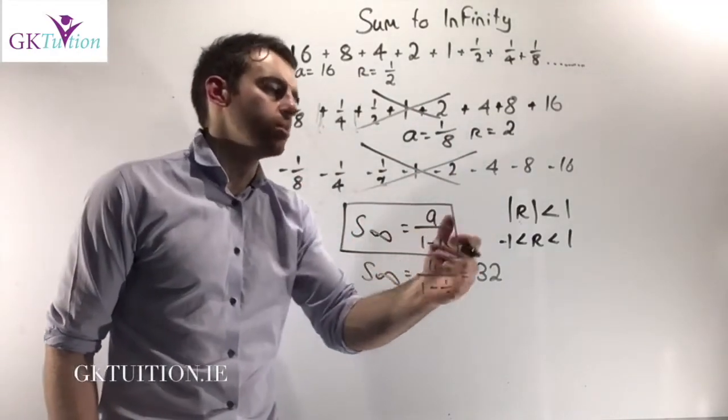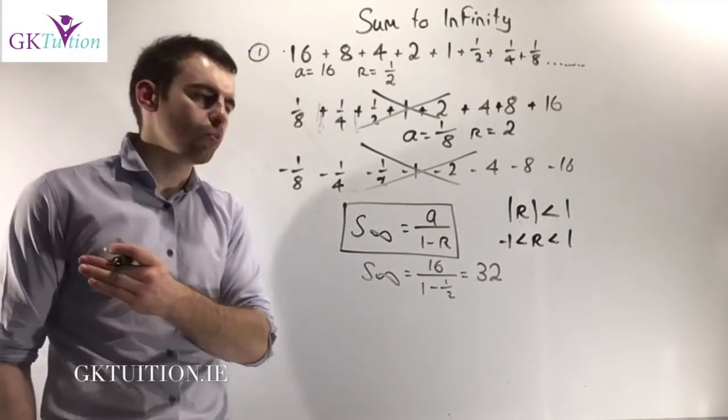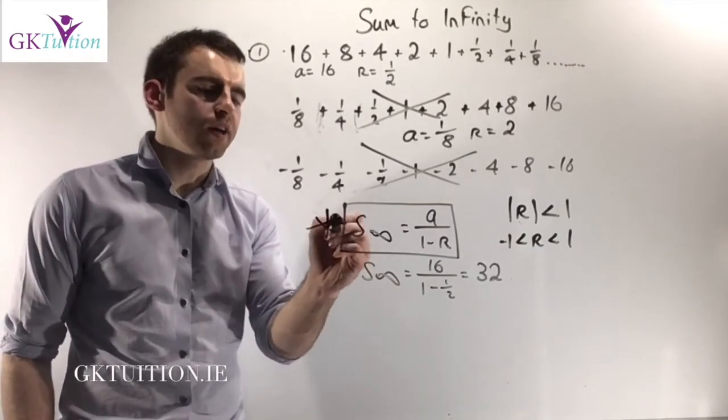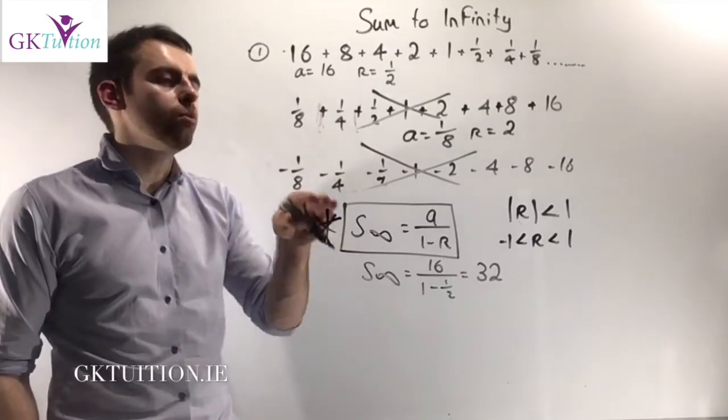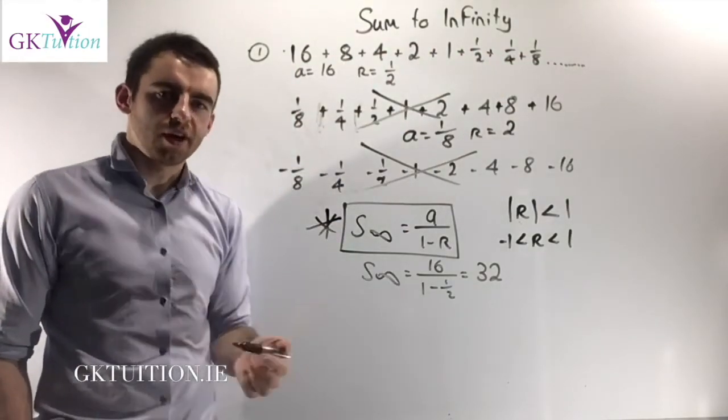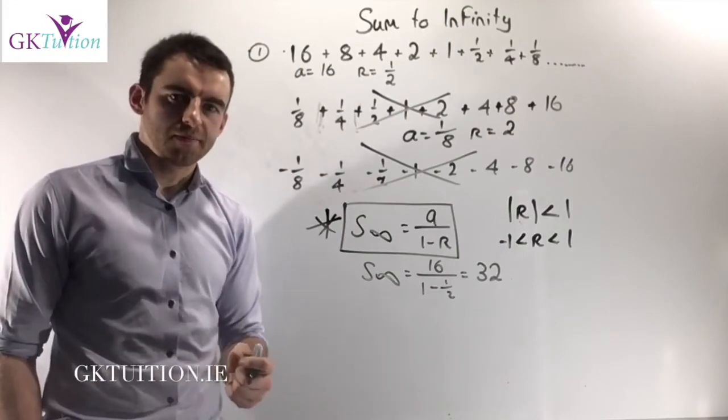If the common ratio is bigger than 1 or less than minus 1, you cannot get the sum to infinity. So I just want to really highlight that. You have to be careful. It only works if the numbers are approaching 0. So let's try a few questions now based on that theory.